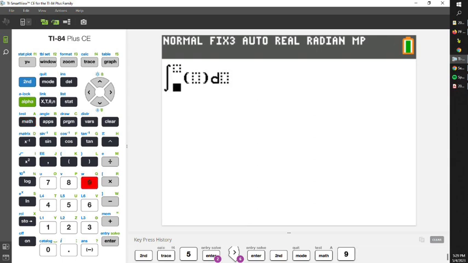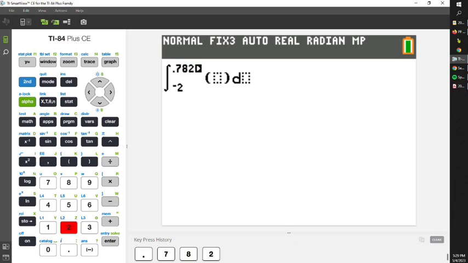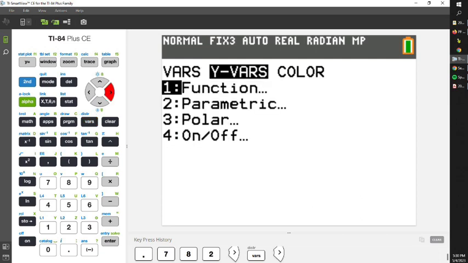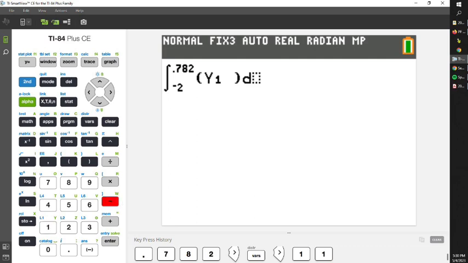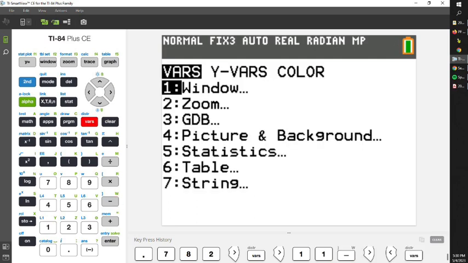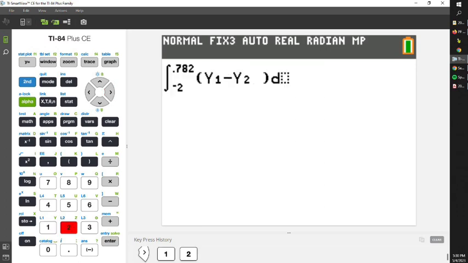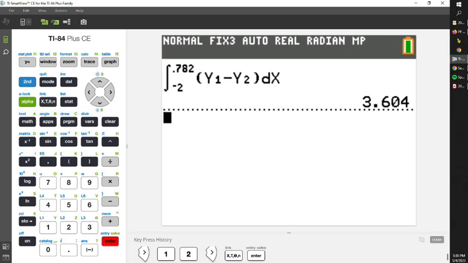I'm going to go from -2. Make sure you use the negative button. And my other number was 0.782. And then inside my integrand, I want to put my two functions. I said y1 minus y2. So I press vars, go to y vars function, y1 minus, and then I'm going to go to vars again, y vars function, and then y2. And then I just have to throw the x into the constant thing right there. And then booyah, I get my answer.